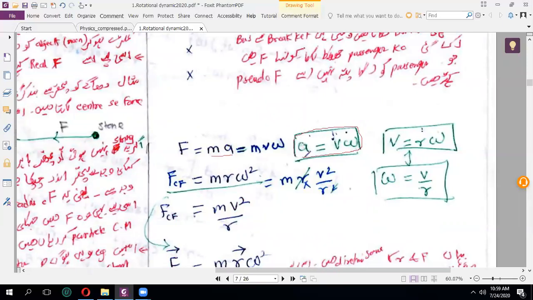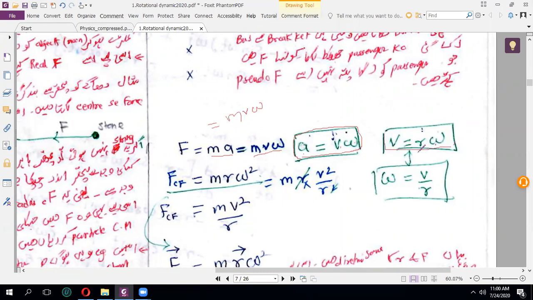What is the acceleration formula? a is equal to v omega. Now put from here. What we are putting here? In place of a, I am putting v omega. So it becomes m v omega. See here, m v omega. Now second, we know that v is equal to r omega.